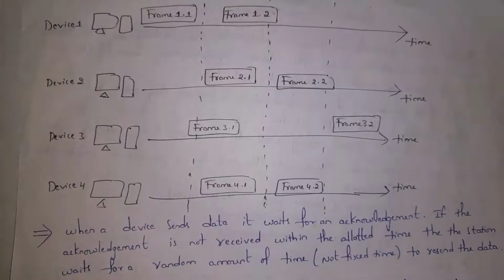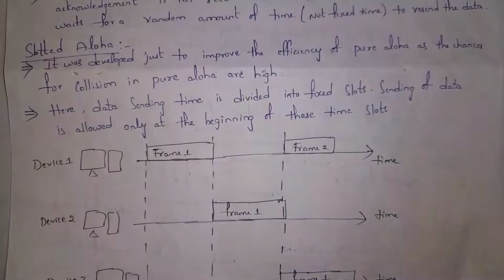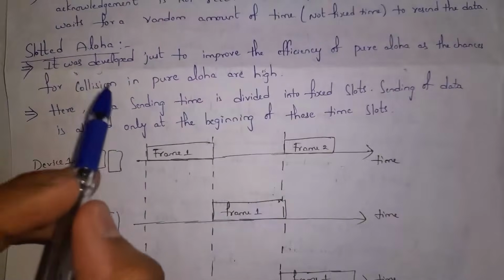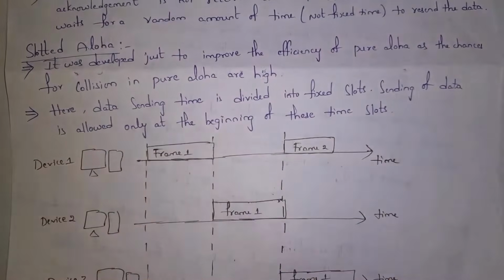Next I will explain what is slotted ALOHA. Guys, if you consider pure ALOHA, any device can send data at any time. So there is a high chance for collisions. In order to overcome the problem of pure ALOHA, slotted ALOHA was introduced. In pure ALOHA, any device can send data at any time. But in slotted ALOHA, a device cannot send data at any time. In slotted ALOHA, data sending time is divided into fixed time slots.